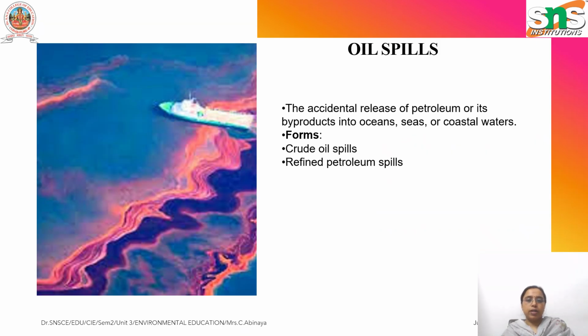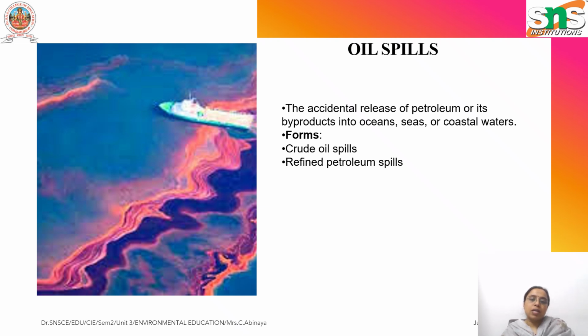So what is an oil spill? An oil spill is when petroleum or oil-based substances are accidentally released into water, mostly oceans or seas. So these spills can happen during transportation or storage or drilling of oil. So the spilled oil spreads across the surface of water. It forms a thick, sticky layer that is extremely harmful for the marine life.